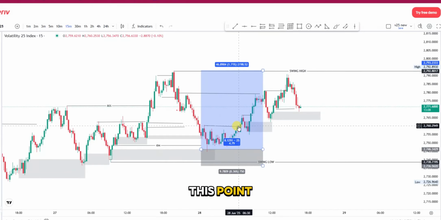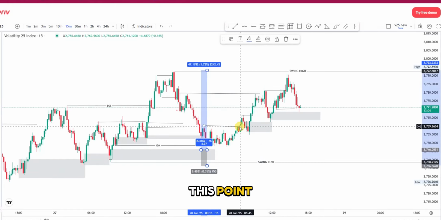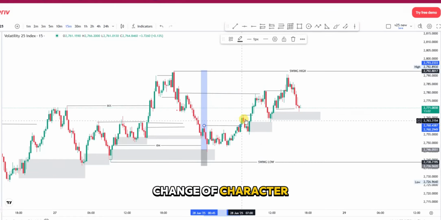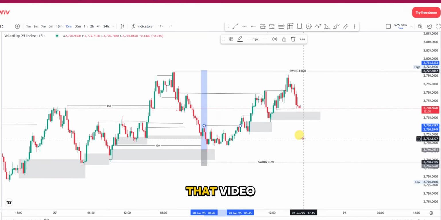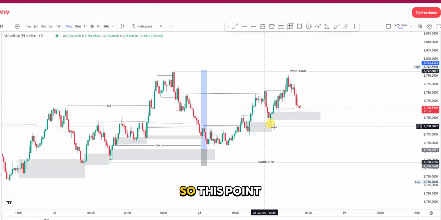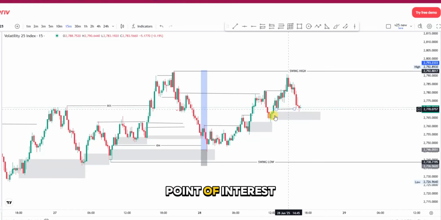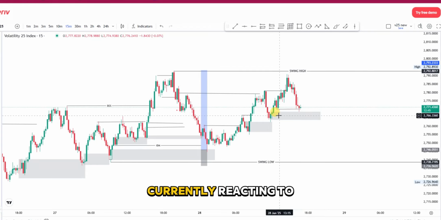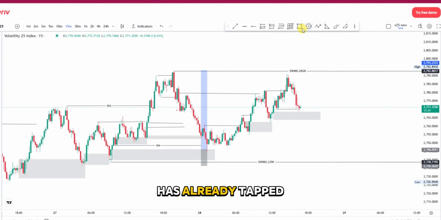The whole of this point, let me remove this one here. The whole of this point, this is a change of character, break of structure. That is internally minus structure. When you watch that video, understand what I mean by minus structure. So these are minus structure. So this point of interest has been mitigated. The only remaining point of interest is this one, which has inducement around, and price is currently reacting to it. It has already tapped on it.